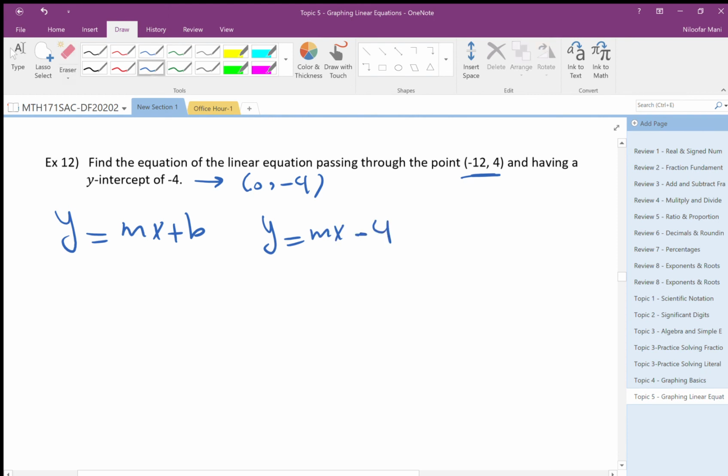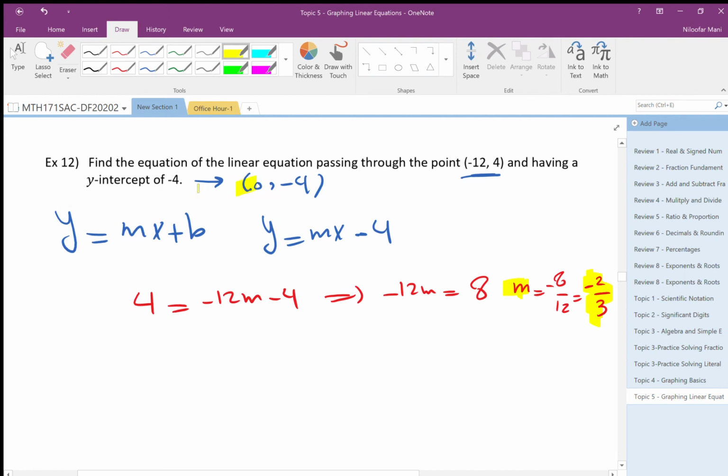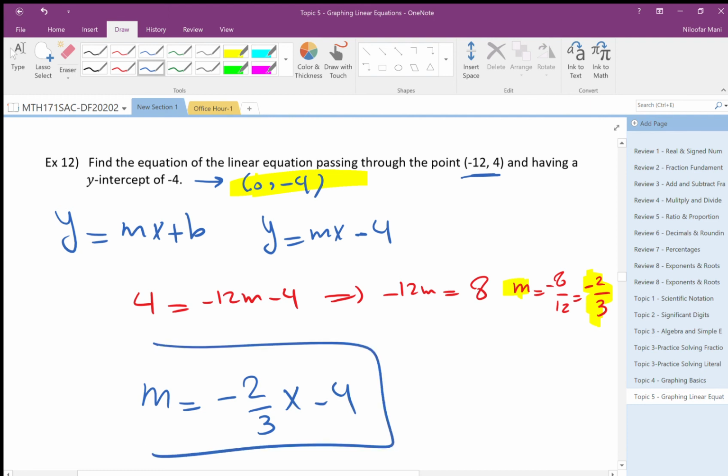So I can use my slope formula in order to find my slope. I can just substitute, that's easier. So I do 4 equals minus 12m minus 4. Then minus 12m is 8 and m is minus 8 divided by 12, or minus 2 divided by 3. Yes. So I have m. I can write the equation. The equation is y equals minus 2 over 3 x minus 4. See, I needed this one. I use my information to find it and then I reach it.